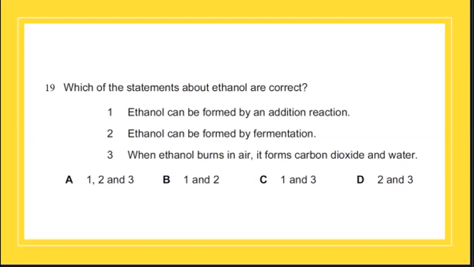Question 19. Which of the statements about ethanol are correct? You have one, ethanol can be formed by an addition reaction. Yes, that is correct. What would we be adding? You could add steam across ethene, and that will give you ethanol, right? Ethanol can be formed by fermentation. Yes, ethanol could be formed by fermentation. Glucose can undergo fermentation in the presence of the enzyme yeast, and that would help us to produce ethanol. The ethanol could then be extracted by fractional distillation.